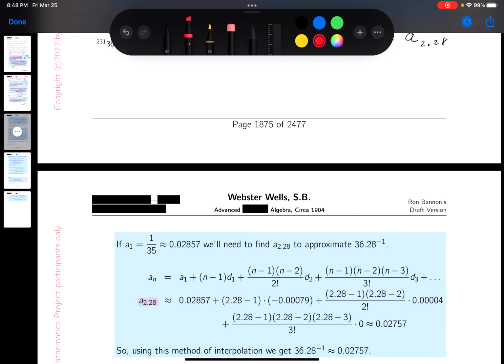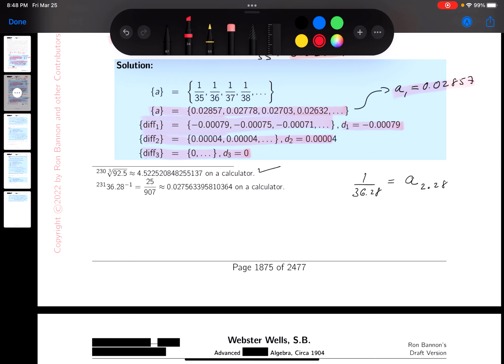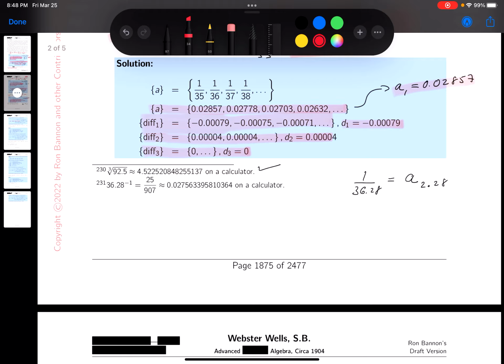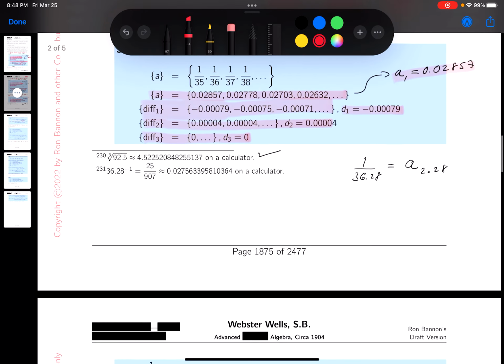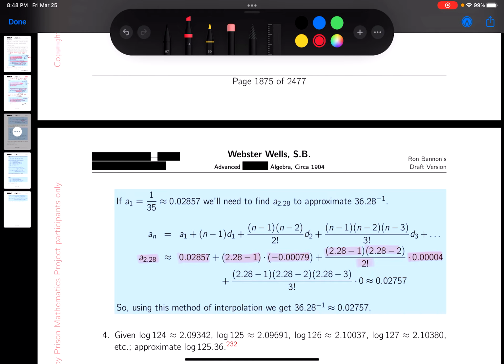I write the formula down, A1. Again, I'm not trying to memorize. That's right over here. That's a given. Then when I get 2.28 minus 1 times the D1, what's the D1? Well, it's minus 0.3079. I got that. Then 2.28 minus 1, 2.28 minus 2 over 2 factorial. And then I got to get that next D, which is going to be D2. It's going to be 4 zeros and a 4.